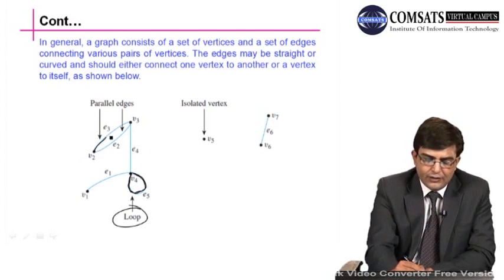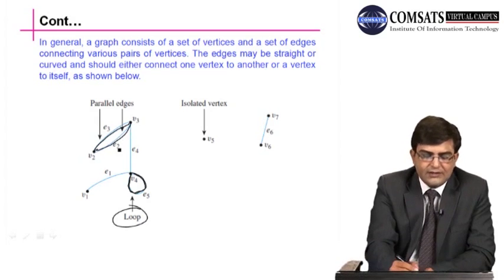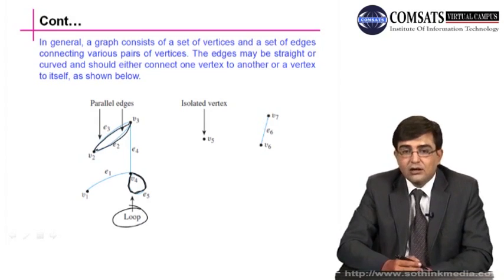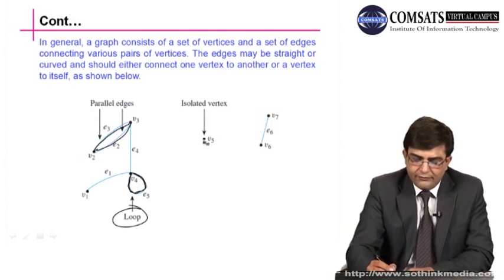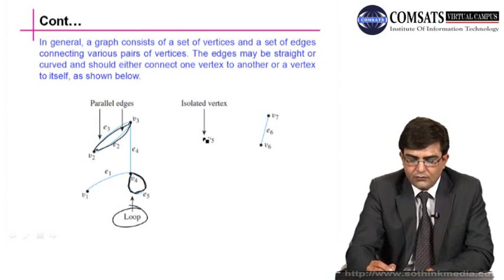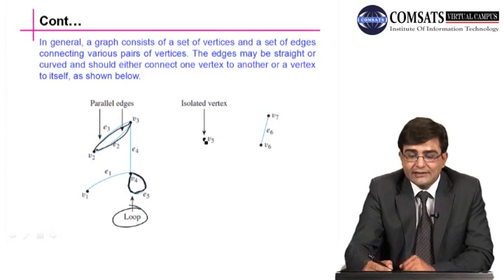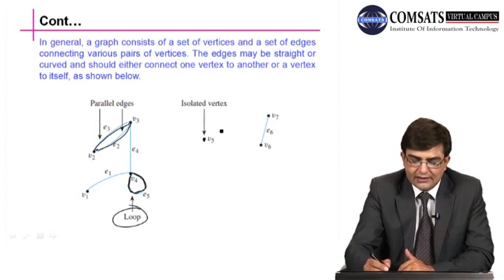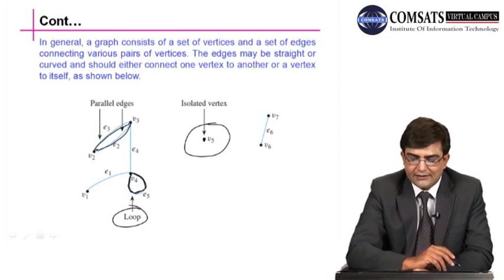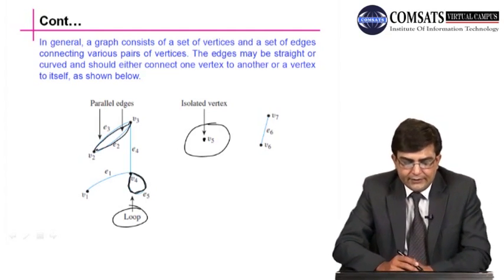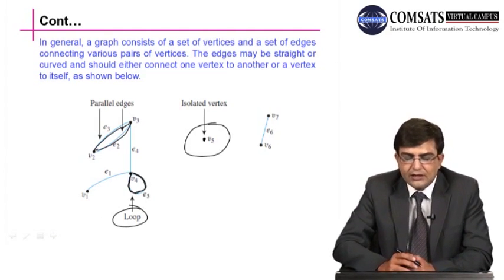And if V2 connects to V3 and V3 connects to V2, these are called parallel edges. If in a graph you have a vertex, say V5, and there is no edge which connects V5 to any other vertex in that graph, and there is also no edge which connects V5 to V5, that is, no loop, then this vertex is called an isolated vertex. So these are the possibilities and terminology we use in graphs.